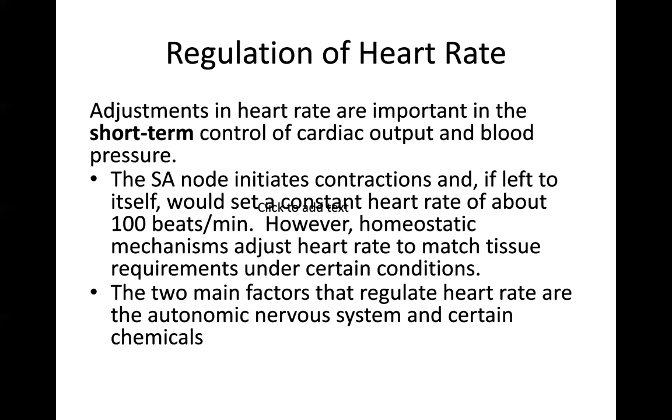Demonstrating that homeostatic mechanisms adjust heart rate to match tissue requirements under certain conditions. Two main factors regulating heart rate are the autonomic nervous system and certain chemicals. We know all about the autonomic nervous system because we spent several days talking sympathetic, parasympathetic. So here on the next couple of slides, hopefully it's going to be common sense from what you already know.